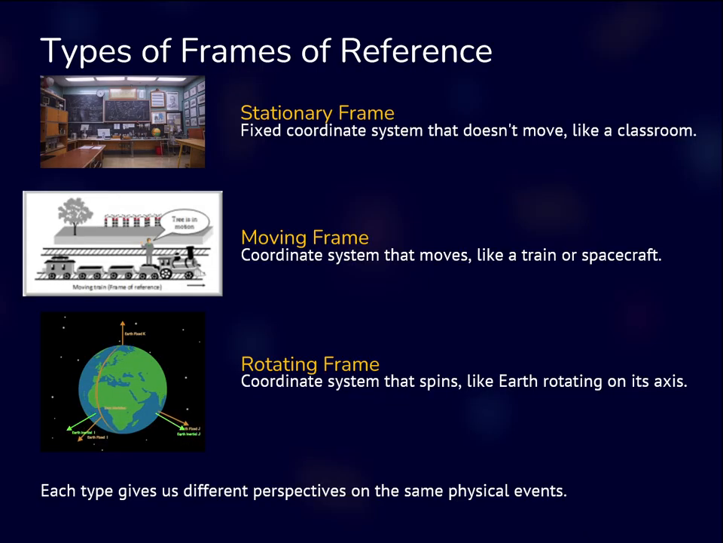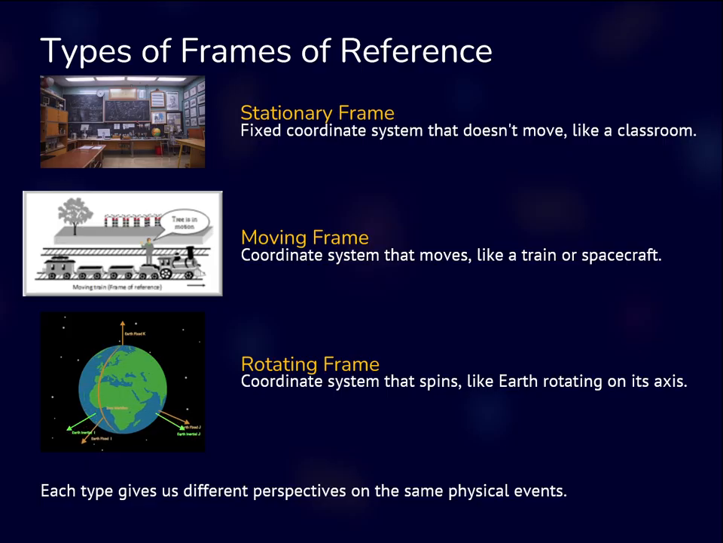So let's categorize the different types of frames of reference. First, there's a stationary frame, which is fixed and doesn't move. Think about the classroom that you inhabit. If you drop a pencil, it falls to the floor relative to the classroom. The classroom becomes your frame of reference. Second, there's a moving frame, which is one that travels with a constant velocity. Trains, cars, airplanes, even elevators can be moving frames.